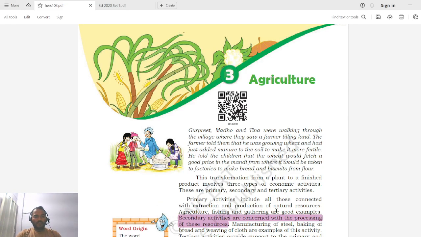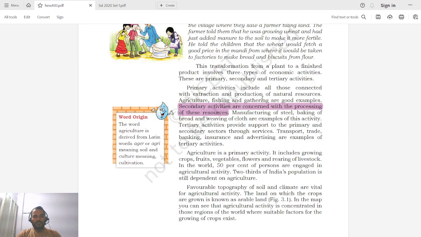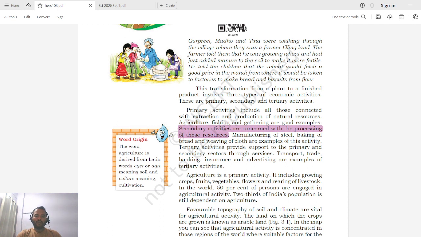I am Nikhil and we have started with standard 8th geography chapter number 3, that is agriculture. So we have completed part 1, that is lecture 1, and in the previous class we have seen what is agriculture, what are different activities involved in agriculture, what are primary activities, secondary activities, tertiary activities.